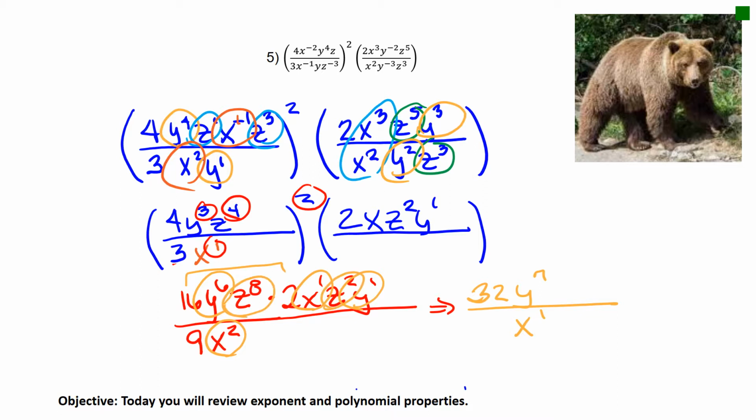Z to the 8th, the z to the 2nd. They're all on top, so I'm going to add, z to the 10th. And I forgot about that 9 on the bottom. Since 4 over 3 didn't simplify, 16 over 9 won't simplify. 32 over 9 is my answer.